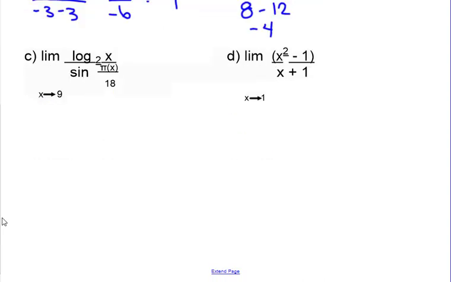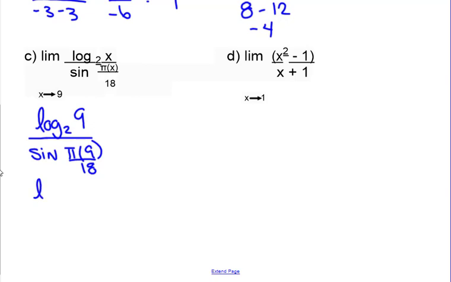Next, log base 2 of x over sine of pi x over 18, the limit as x approaches 9. As we start filling in values, we would have log base 2 of 9 over sine of pi times 9 over 18. Let's see what we can simplify. 9 pi over 18 is really just pi over 2. So log base 2 of 9 over the sine of pi over 2. Well, that's something we can evaluate.